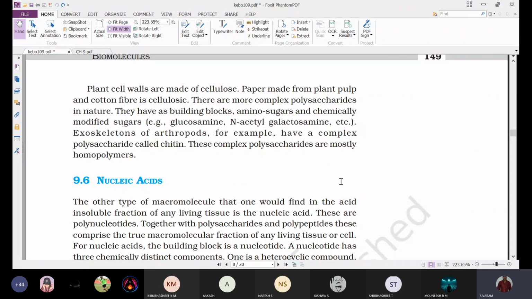If you observe starch, glycogen, cellulose, and inulin, most of these are homopolymers.